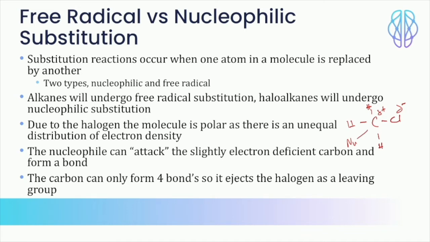Essentially what will happen is this halogen will sever this bond, and this halogen will leave as a leaving group, and that is kind of the difference in the mechanism between a free radical and a nucleophilic substitution. Don't really worry too much about that yet. We'll show that a bit diagrammatically in the next couple of slides, but from this slide, I just want the takeaway to be that alkanes will undergo a free radical substitution and a haloalkane will undergo a nucleophilic substitution.